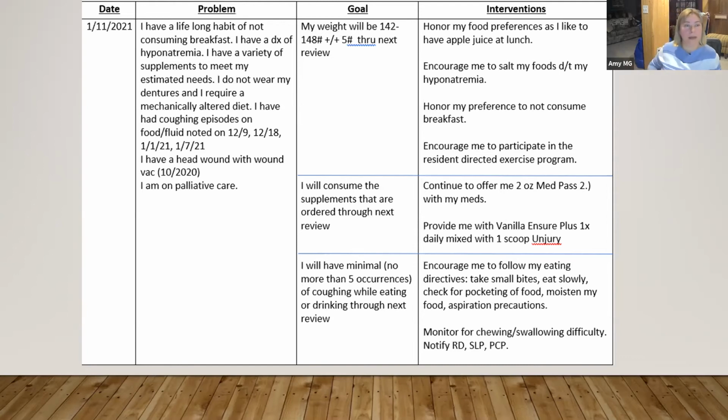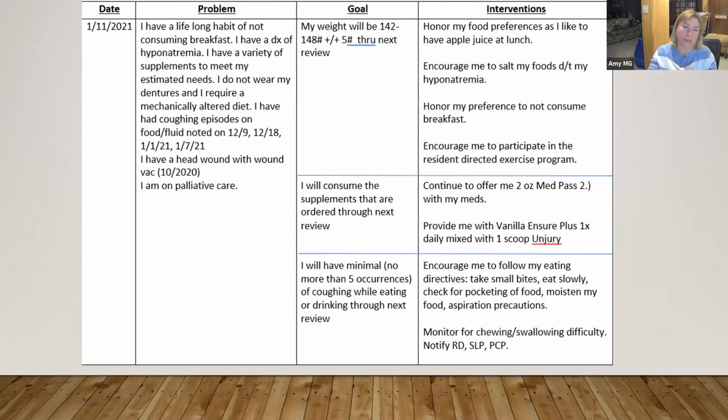And I've had a coughing episode on food or fluid on the following dates. And they have a head wound with a wound vac as of October of 2020, and they are on palliative care. So I have lines kind of separating these three goals. And the first one talks about the weight, that they want to maintain their weight. We're going to encourage them to salt. We're going to encourage them to participate in the resident-directed exercise program that is set up.